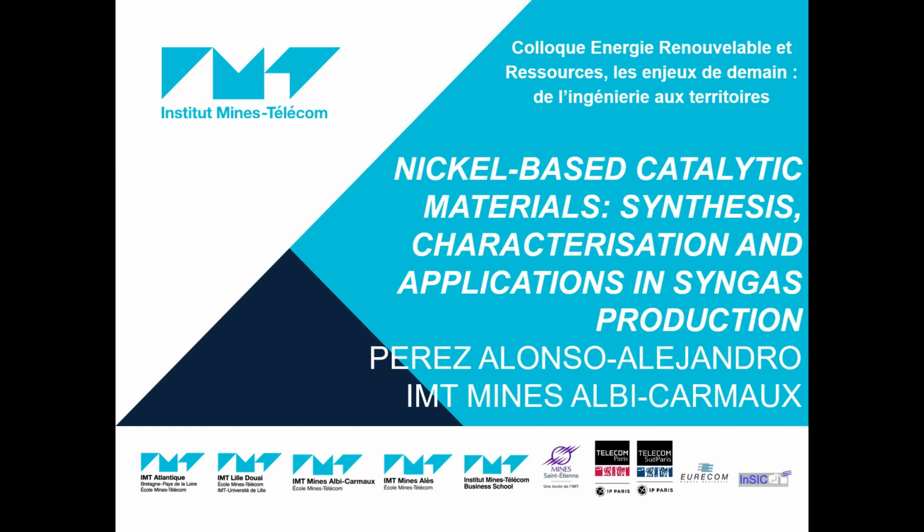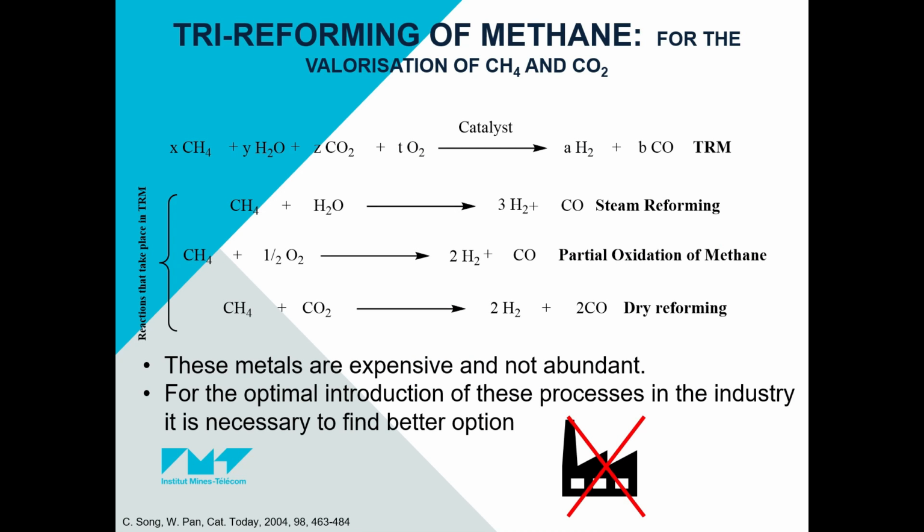First of all, what is syngas? Syngas is a mixture of two gases, hydrogen and carbon monoxide, that in this case we're producing by the dry reforming of methane. This process is the oxidation of methane by three different oxidants: water, oxygen, and carbon dioxide. The reforming of methane is a widely studied process, which of course needs a catalyst.